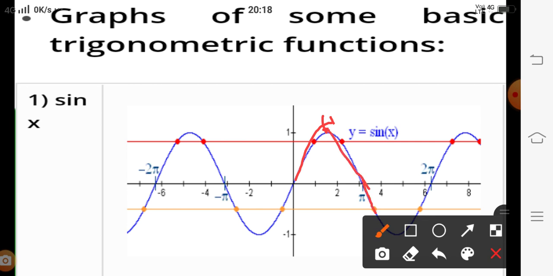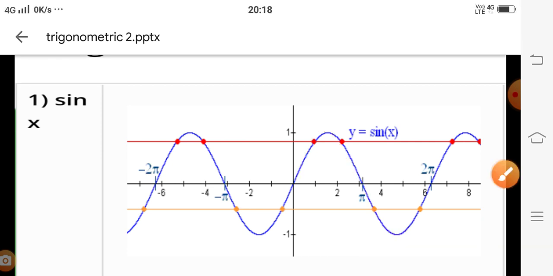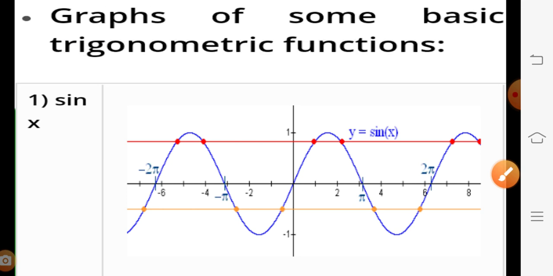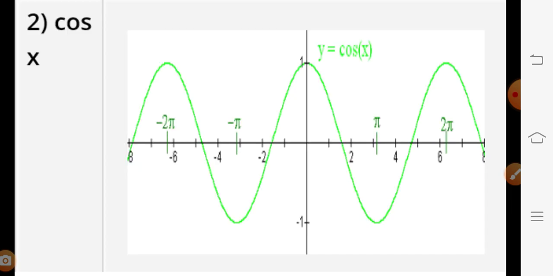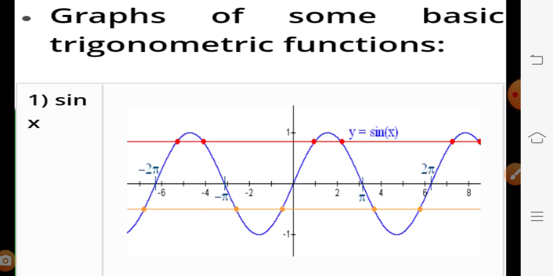Then again it decreases up to -1, and then it increases from -1 to 0. What we observe here is that the values are repeated after a certain period. After a certain period, we get the values again, and then we plot the graph of these.